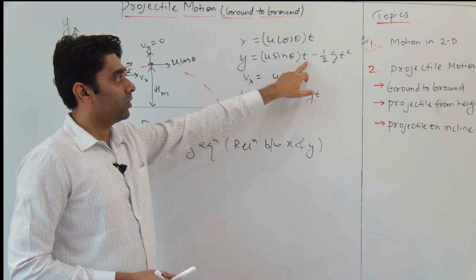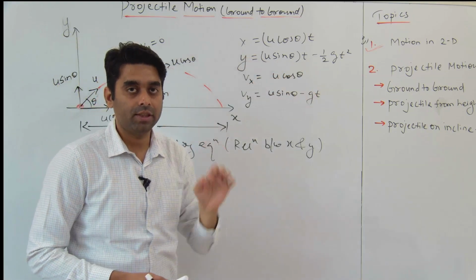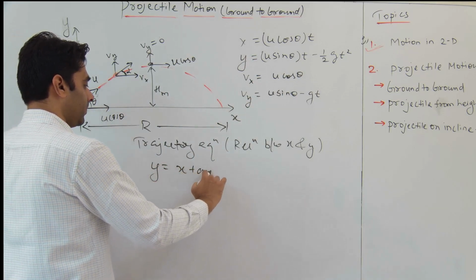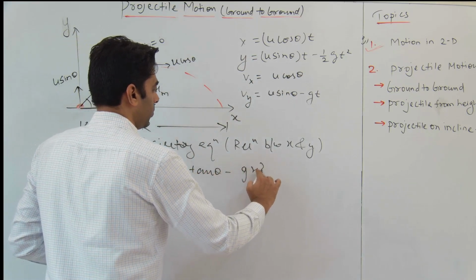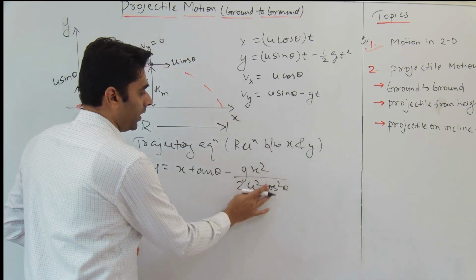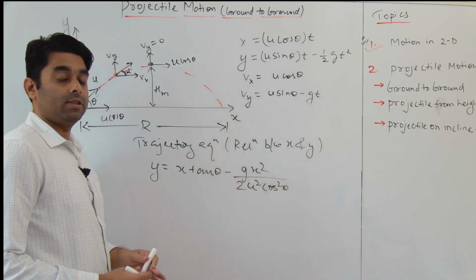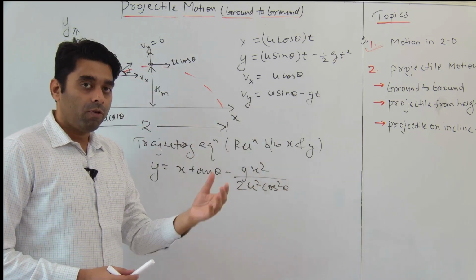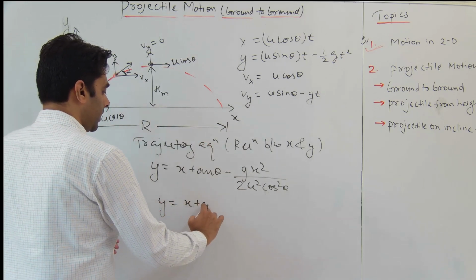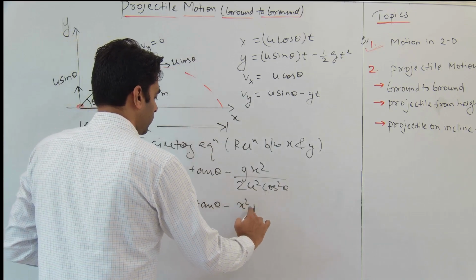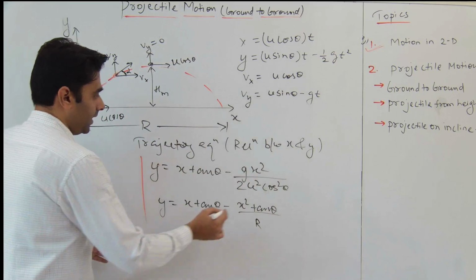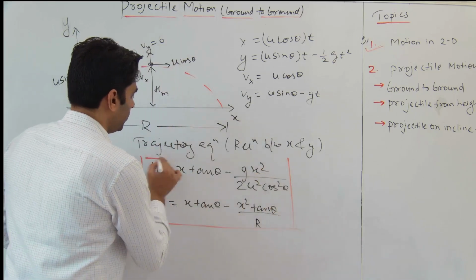When this x by u cos theta is substituted, the relation that we get is y equals x tan theta minus g x square by 2 u square cos square theta. This is your trajectory equation. In one more form we should keep it in mind: y equals x tan theta minus x square tan theta by R. These are our trajectory equations, the relation between x and y, that we should keep in mind.